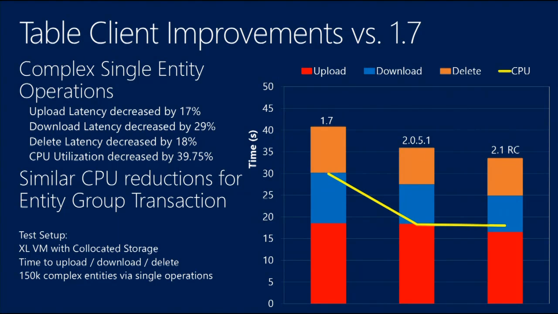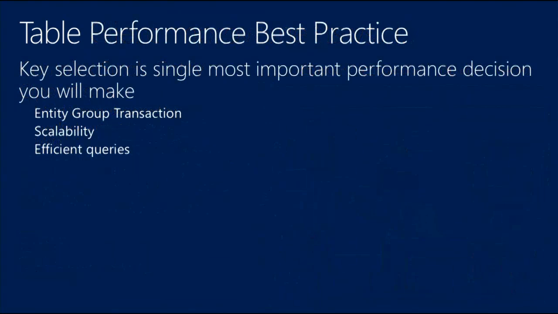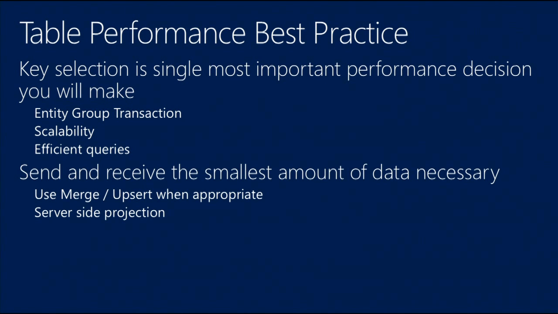We have similar reductions in entity group transaction or batch operations. So again, you can look at that as well. So table performance best practice. Key selection is the most important thing you're going to do that impacts performance ahead of time. When you decide what you're going to use for partition key, you're essentially determining your partitioning strategy. When you also think about how am I going to need to query this data, those partition keys and row keys are very valuable. You need to think through what do I need to choose there, how am I going to access this data later.